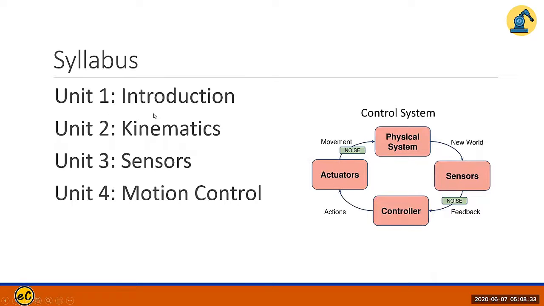Syllabus. In this course, we will introduce how to model, design, do experiments, and manipulate a robot. So we include 4 units. Unit 1, Introduction, about the hardware and software environment. Unit 2, Kinematics, about the mathematical model of the robot. Unit 3, Sensors and Vision, how to provide control and feedback system. Unit 4, Motion Control, how to move your robots.